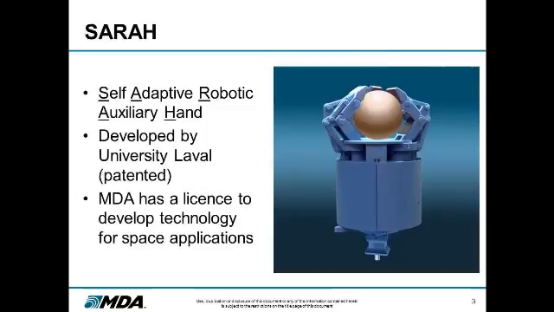So I'd like to start off and introduce you to SARAH. SARAH is an end effector hand, the basis of which was developed by the University of Laval in Quebec, and it's a self-adaptive robotic auxiliary hand. MDA has collaborated with Laval mainly for the purpose of developing multi-purpose end effector actuation that can grab onto any type of surface. So MDA has a license to further develop this technology. When this problem came forward, we had a group of engineers, and we had a few brainstorming sessions, and this was sort of unanimous as a good way to go.